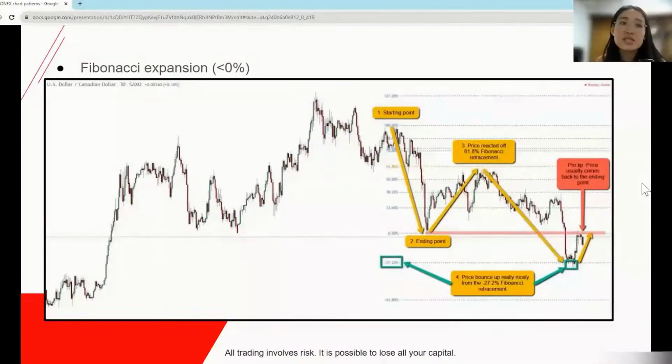Okay, and you can see this is the aftermath of that, and that's exactly what happened. Price bounced off and reversed off of our negative 27.2. Okay, it bounced off really nicely. And a pro tip is that price usually comes back to this ending point over here.